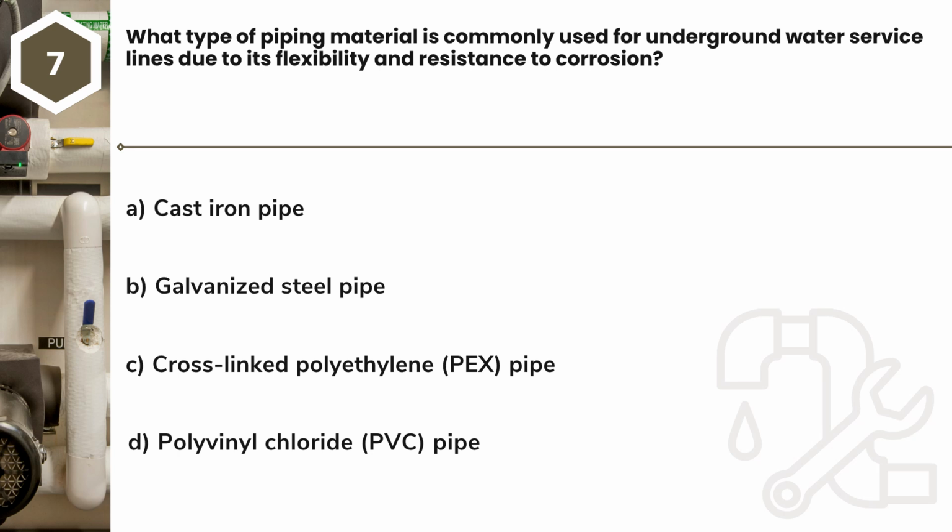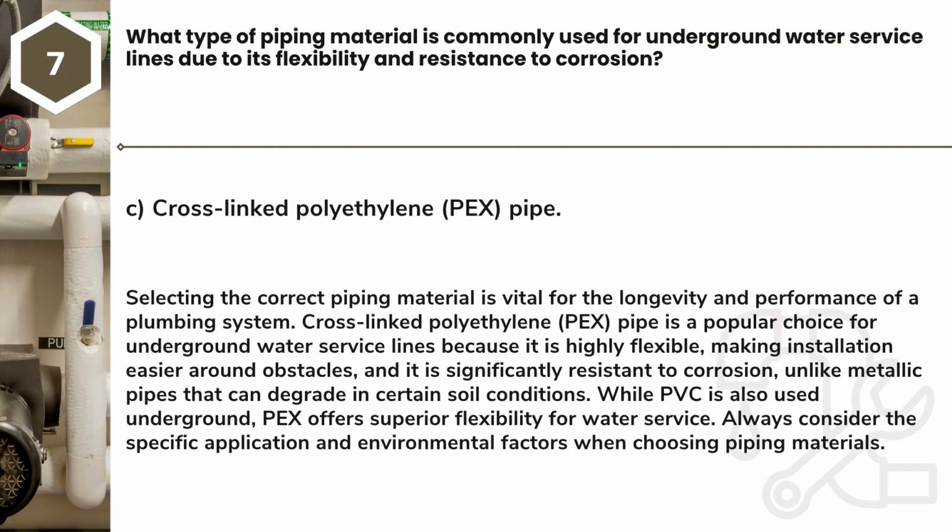What type of piping material is commonly used for underground water service lines due to its flexibility and resistance to corrosion? A. Cast iron pipe. B. Galvanized steel pipe. C. Cross-linked polyethylene, PEX, pipe. D. Polyvinyl chloride, PVC, pipe. Answer, C. Cross-linked polyethylene, PEX, pipe.